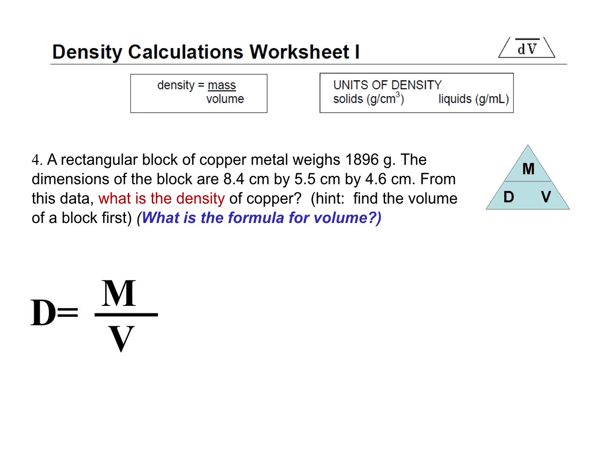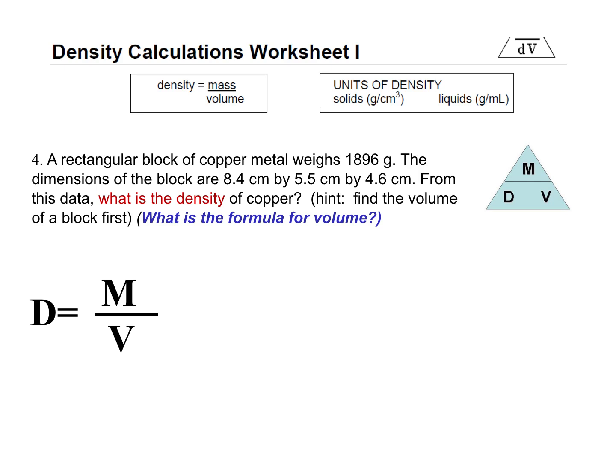Number 4, I am going to help you with. So let's look at that one together. A rectangular block of copper metal weighs 1,896 grams. The dimensions of the block are 8.4 centimeters by 5.5 centimeters by 4.6 centimeters. First of all, you might be noticing they're giving us a lot of numbers, so something seems a little different. It says, from this data, what is the density?